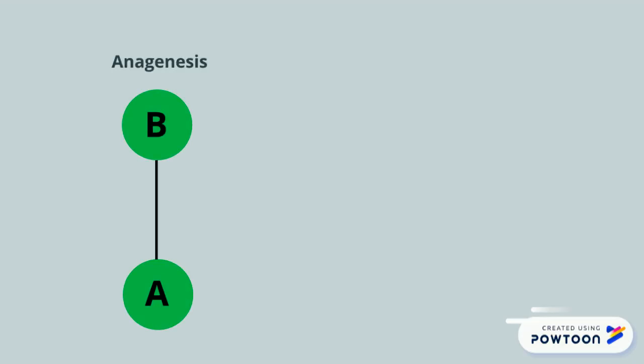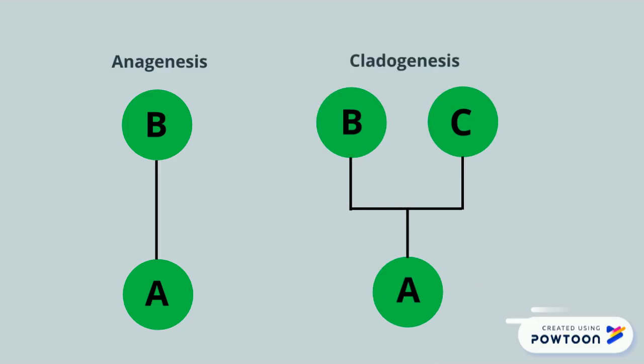First, anagenesis is the evolution over time within a single lineage, from A to B. Whereas cladogenesis involves the splitting of one lineage into two, resulting in many new species evolving from a single parent species.